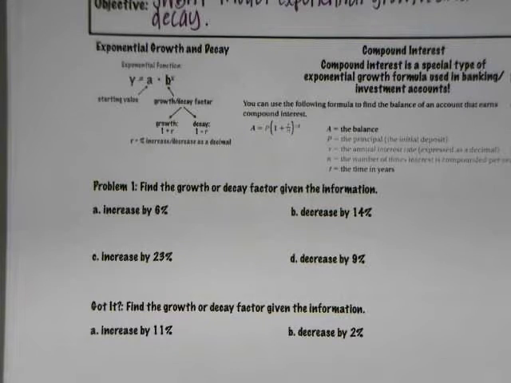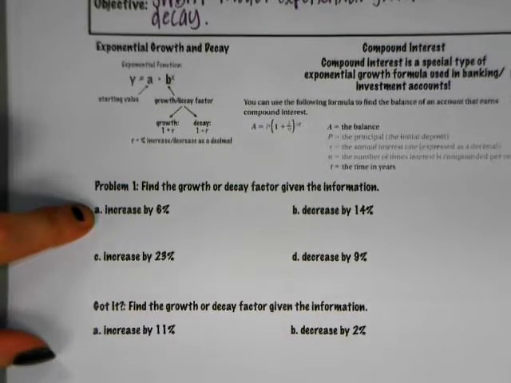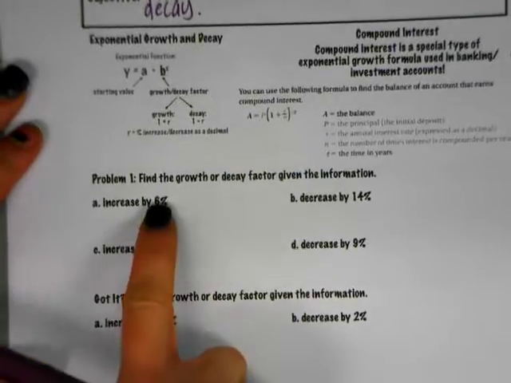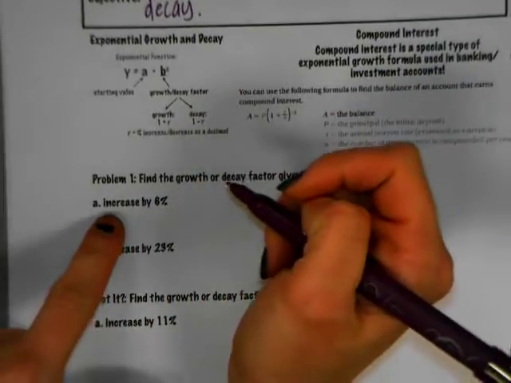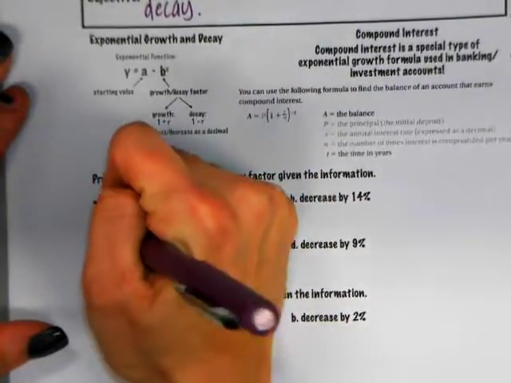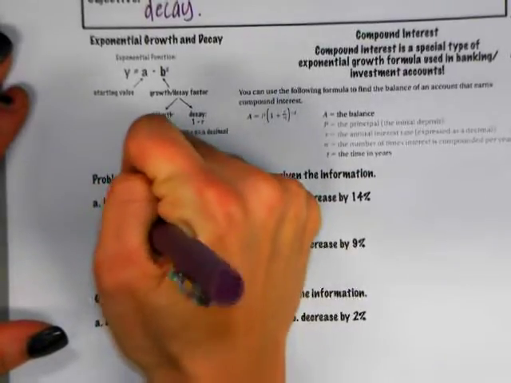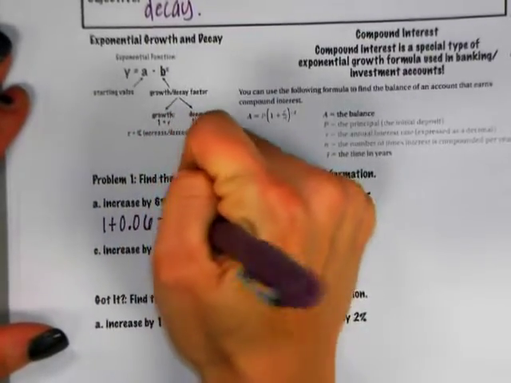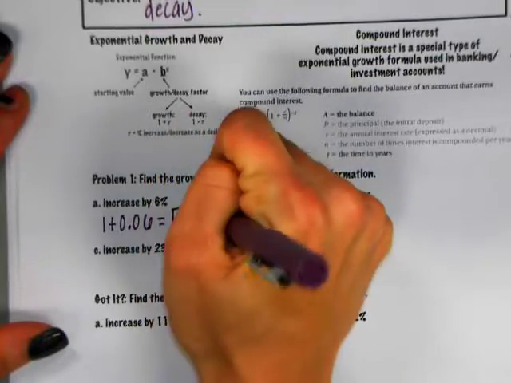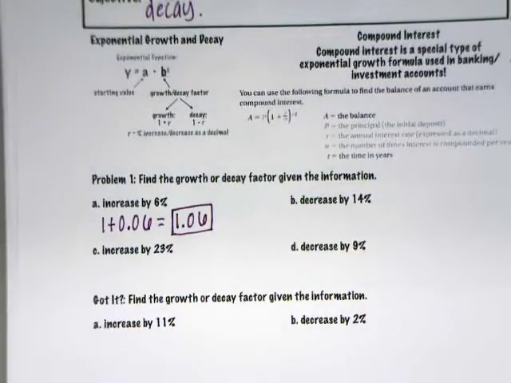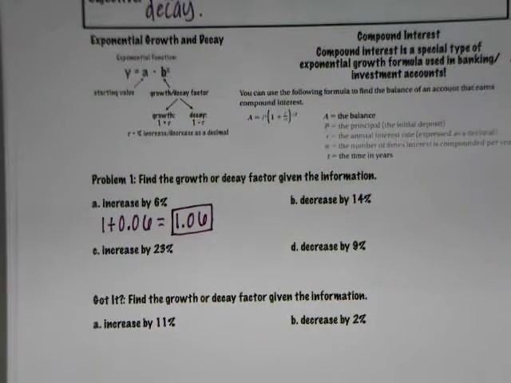So your growth factors are going to be bigger than 1. Your decay factors are going to be less than 1. So 1 is going to represent 100%. So if it's an increase by 6%, you're going to convert that to a decimal. And since it's an increase, you're going to do 1 plus 0.06. So that's going to be 1.06. Representing like 106%. The original 100% plus 6% more.